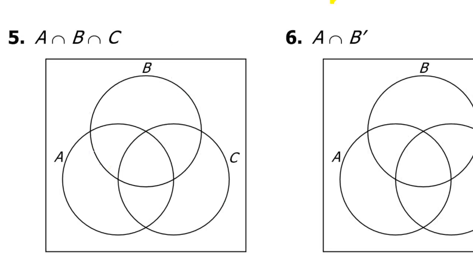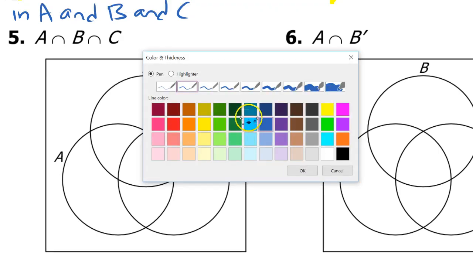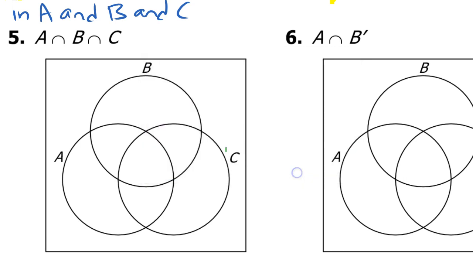Okay, for number 5, we have a triple intersection. We want the intersection of A and B and C. So we have to shade in everything that is in A and B and C. It's got to be in all 3 places at once. So we really are looking for the overlapping area of all 3, which is right in here.